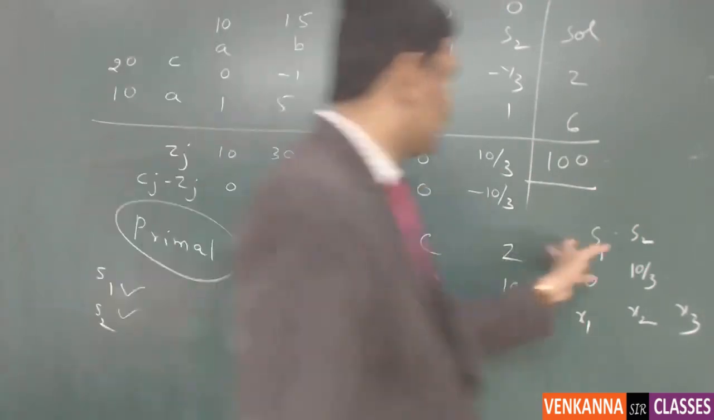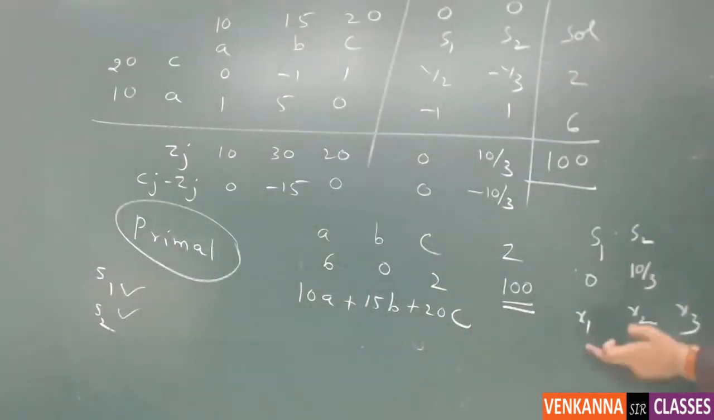So I have written S1, S2. S1 has value 0, this is x1. X2 has value 10 by 3, this is x2. The same order we will take, because in the same order the constants are written in the primal problem. So if you substitute these values, this is also 0. If you substitute these values in the primal problem, you will get the same solution for the primal.